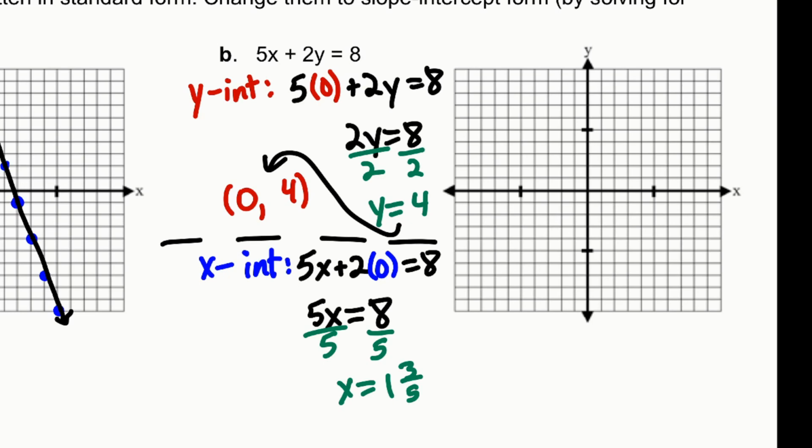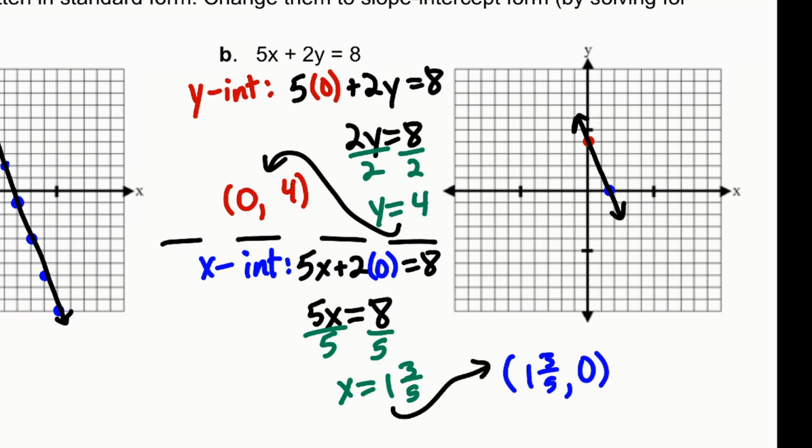And so that tells me that the point that I have is the point (1 3/5, 0), because we chose 0 for y, and then x equals 1 3/5. So we have 2 points there. We have the point (0, 4), and we have the point (1 3/5, 0). That's 1.6. So like right there. And strictly speaking, all I need to do is connect those 2 points like that.